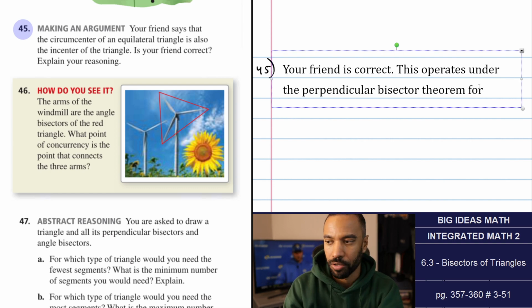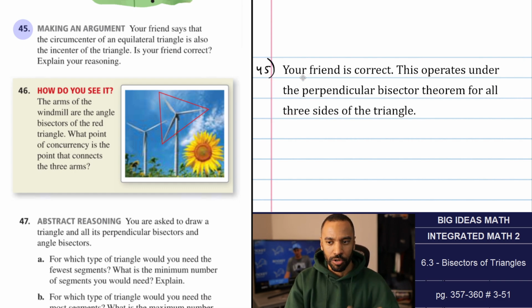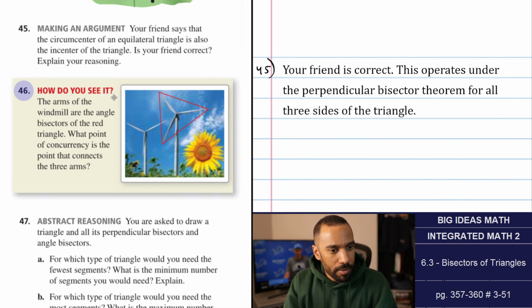For all three sides of the triangle. It kind of just works out. We saw it. It worked. I don't know if my explanation's perfect, but we did a problem with it, and it just worked out. All right, 46. How do you see it? The arms of the windmill are the angle bisectors of the red triangle. What point of concurrency is the point that connects the three arms?